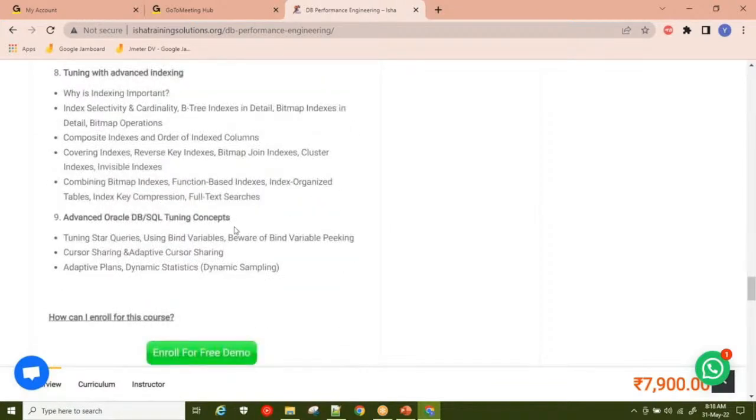Then advanced indexing techniques are there, and we will be seeing some advanced Oracle tuning concepts also, like cursor sharing and some dynamic statistics, and all. This is the way the course will go.